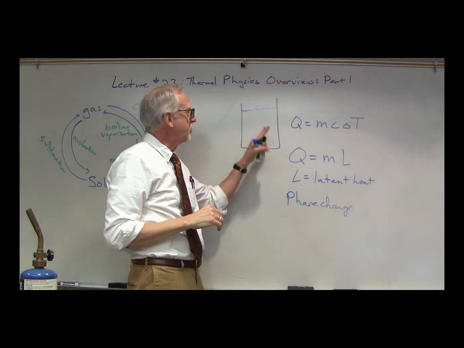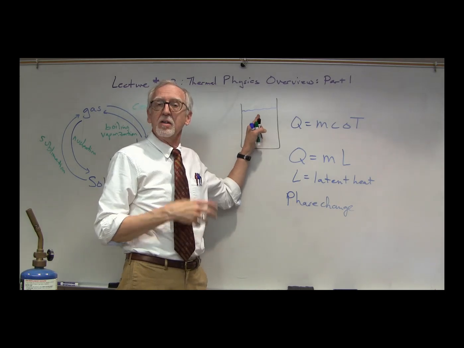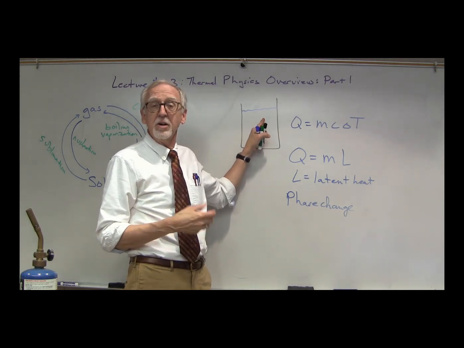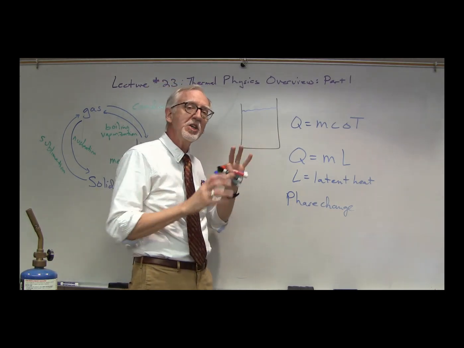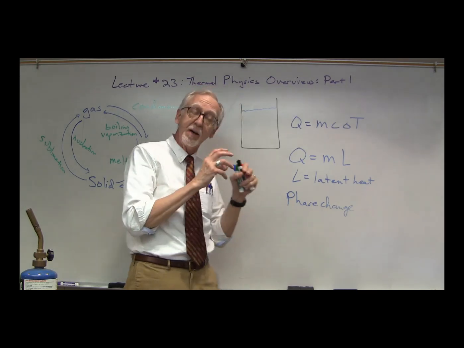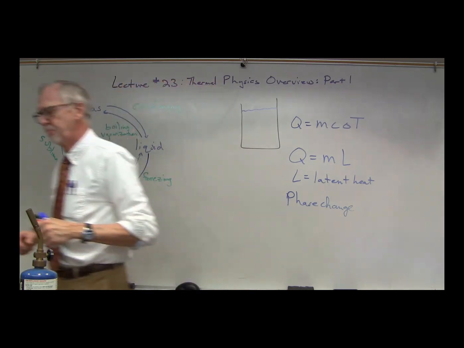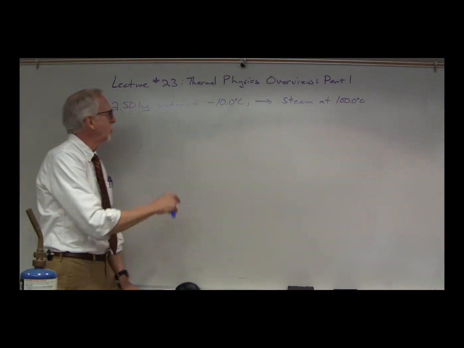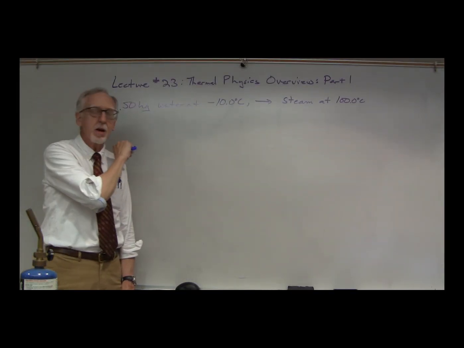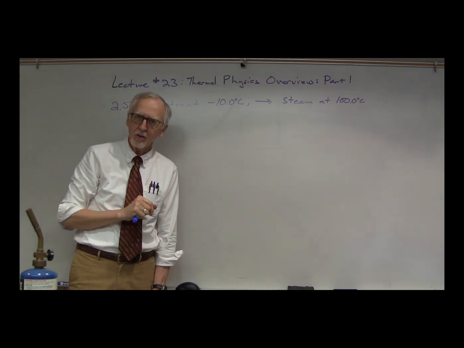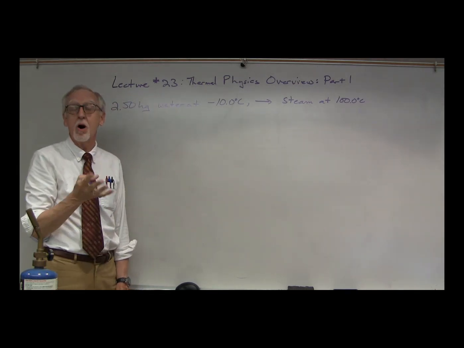So let's imagine that we've got a sample of solid water, in other words, ice, and we want to figure out how much energy we have to add to it to turn it into a gas. Let's take a look at that. Let's imagine that we've got 2.50 kilograms of water at negative 10 degrees centigrade. So what kind of water is this?